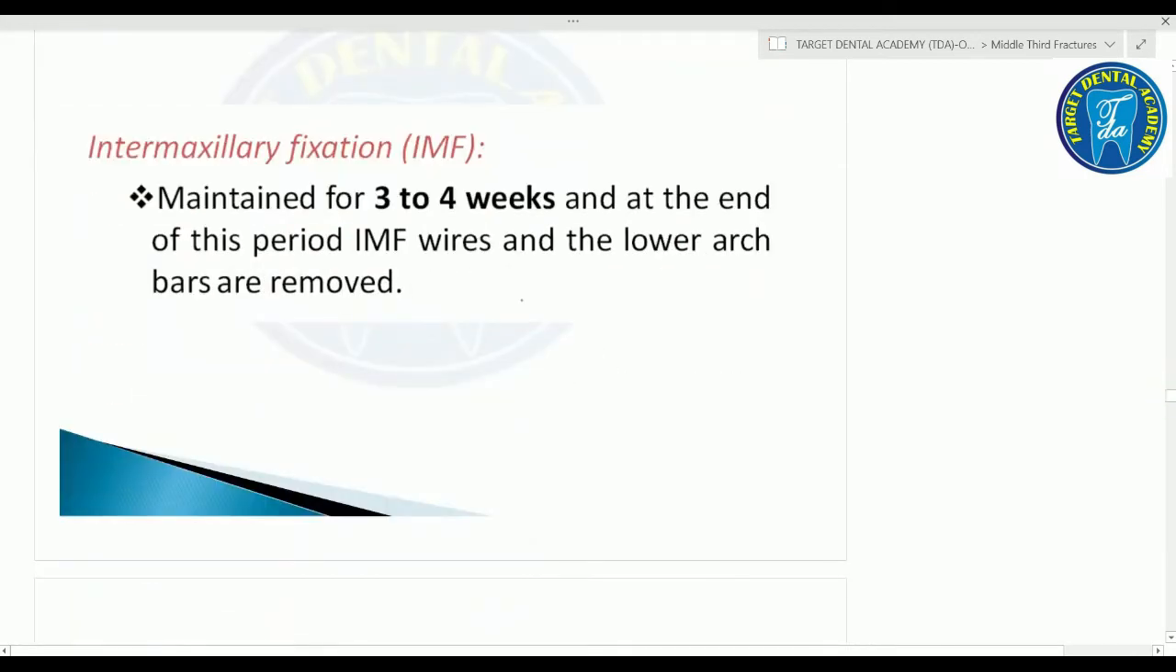Intermaxillary fixation, or the IMF, is maintained for 3 to 4 weeks, as you all know, and at the end of this period the IMF wires and the lower arch bars are removed.